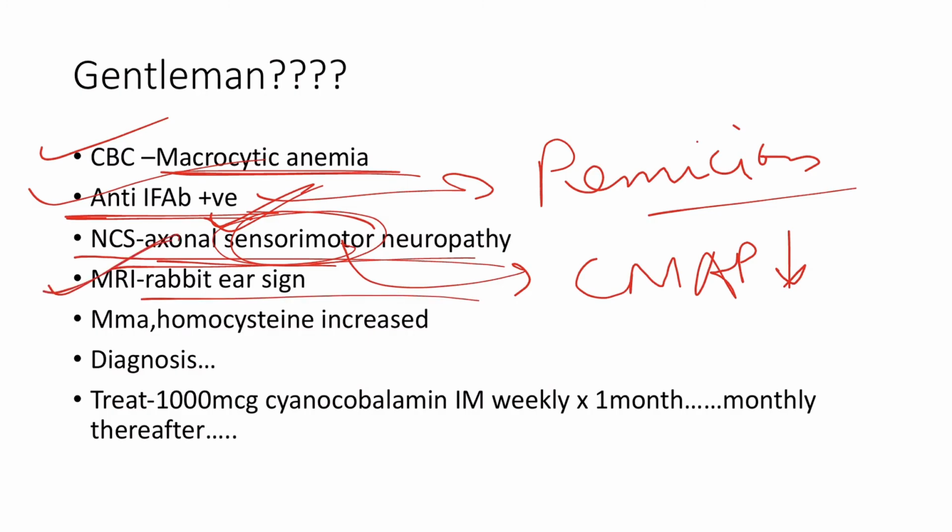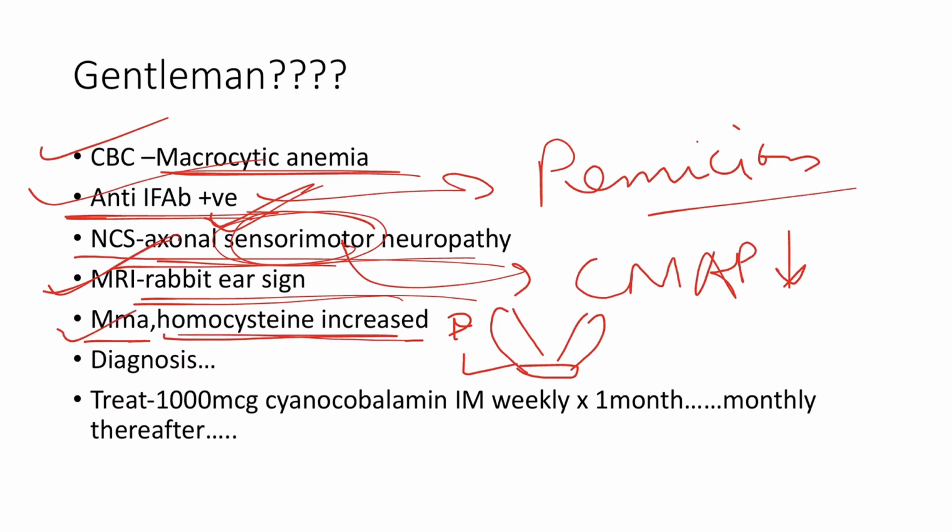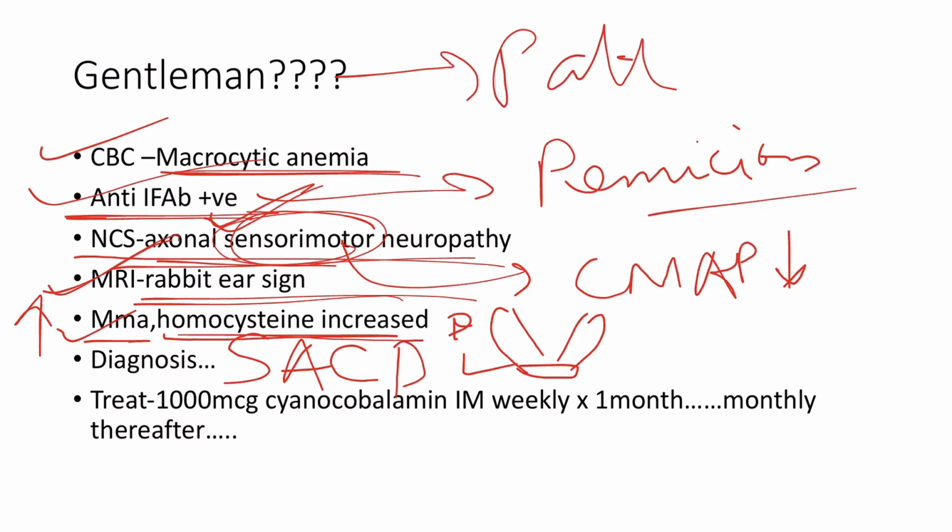MRI showed a rabbit ear sign. So this kind of affection, that is, it is involving the posterior columns as well as the lateral corticospinal tract. And methylmalonic acid and homocysteine levels in the serum were increased. Now definitely there is only and only one diagnosis. It is SACD pattern 6.